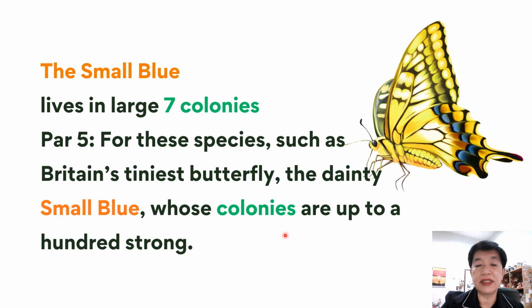Now, from 7 to 13, we'll see different species of butterflies with their names. The first one is the small blue. Lives in large, what is the answer? Colonies. Where do you find the answer? You find it in paragraph 5. For these species, such as Britain's tiniest butterfly, the dainty small blue, whose colonies are up to 100 strong. Large is 100 strong. Colonies, do you see the same word here? And small blue, you see small blue here.